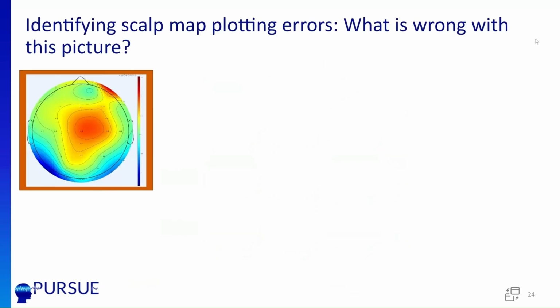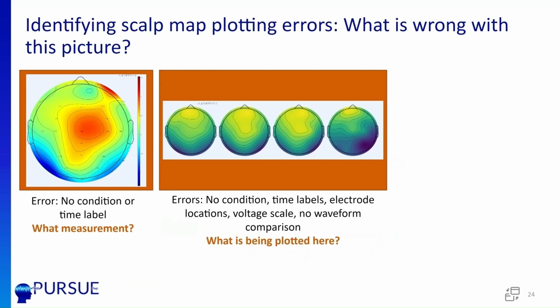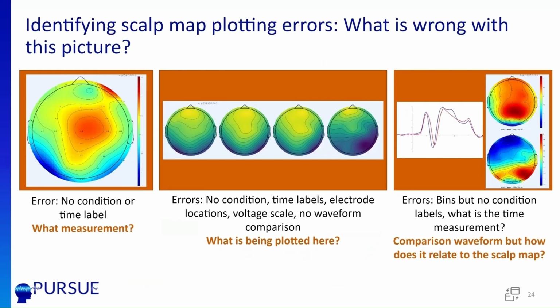Like what I showed for the waveform plots, here are some errors you might encounter when seeing scalp maps. The first error has a lack of information, so you're getting nothing out of seeing this figure. The second error also suffers from a severe lack of information. The lack of a voltage scale makes these scalp maps meaningless. The third error is an improvement over the previous figures, but there's no condition labels for either the waveforms or the scalp maps. You cannot make any meaningful comparisons without these labels.